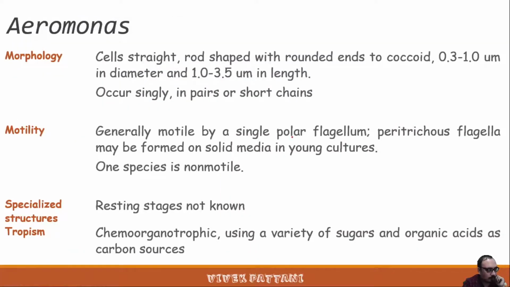Now moving forward with the next bacteria, which is Aeromonas. Cells are basically straight, rod shaped with rounded ends to coccoid, and they are about 0.3 to 1 micrometer in diameter. They occur singly or in pairs or short chains. Generally motile by a single polar flagellum, and peritrichous flagella may be formed on solid media in the case of young cultures, and no specific resting stages are known.